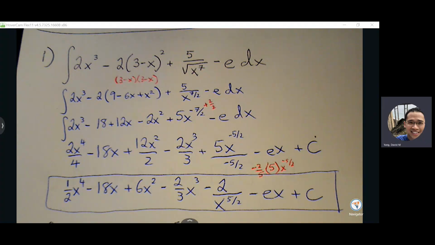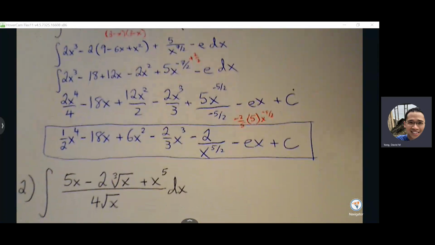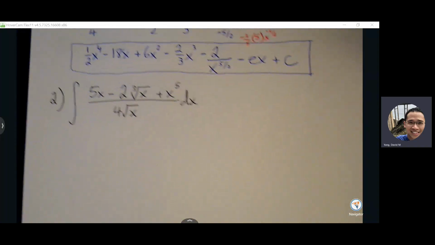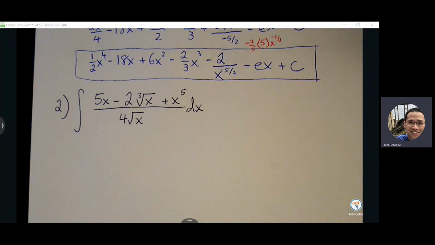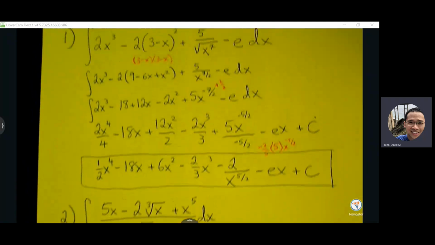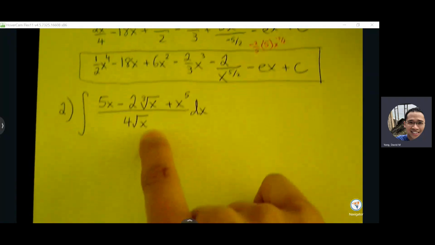Okay, any questions? Okay, number 2, same thing, also power rule, but with that fraction, that denominator, we're going to have to eventually split up into individual fractions, and then bring them up individually. But this is also a power rule problem, and just like before, we do need to do some significant cleanup before we can apply power rule.